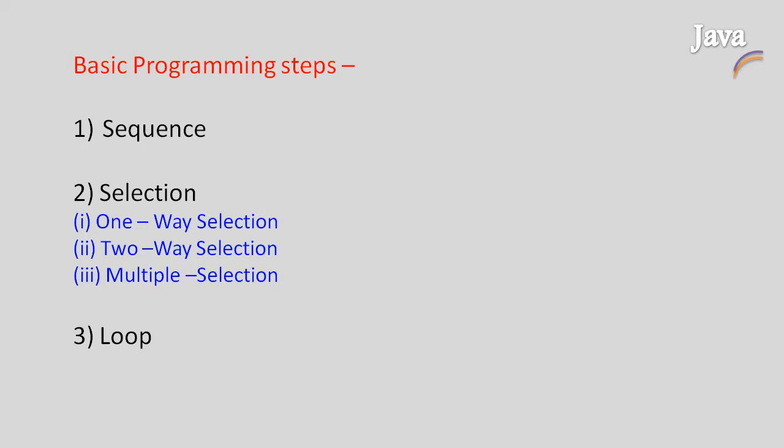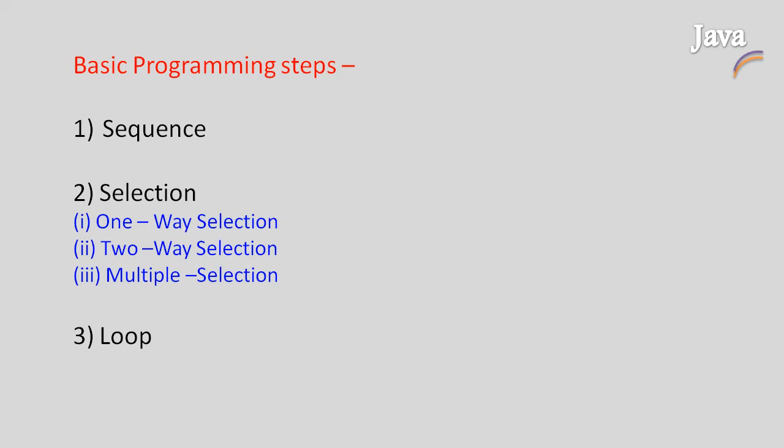Then we have to cover loop. Loop means iteration or repetition. We have to keep the set of activities running until we get the desired results. So how to apply a loop and how to get the results, those things we will learn.